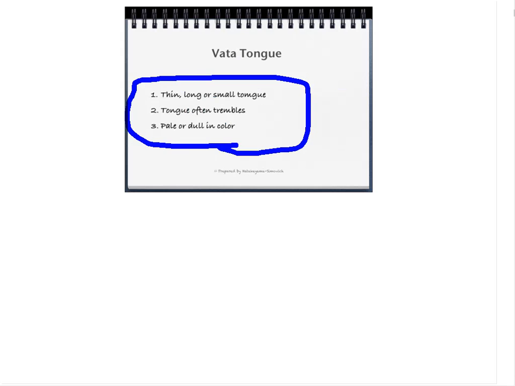Like I said, a Vata tongue will have qualities of Vata. It's thin or long or small. It looks light. It's not heavy. And sometimes it trembles. It can be pale or dull. Remember, sometimes Vata is anemic. And so all the qualities of Vata: the light, the dry, the thin. And why is it trembling? Because Vata is movable. If it's darting from one way to another, there could be a Vata derangement. And how do we know if there's a Vata derangement? When there are lots of cracks on the tongue.